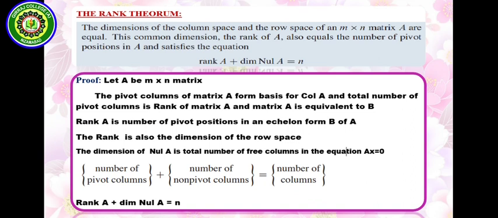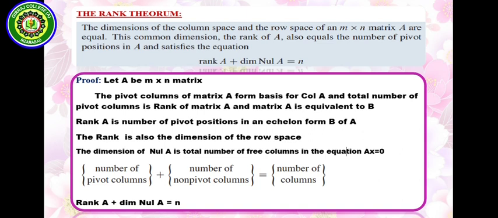Now the rank theorem, which is an important theorem. The rank theorem states that the dimension of the column space and the row space of an m by n matrix A are equal. This common dimension, the rank of A, also equals the number of pivot columns in A and satisfies the equation rank A plus dimension null A equals n.